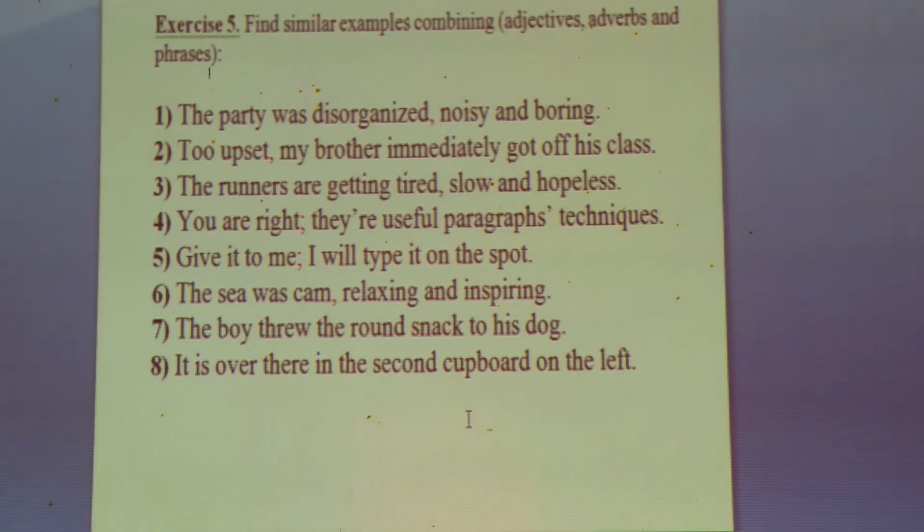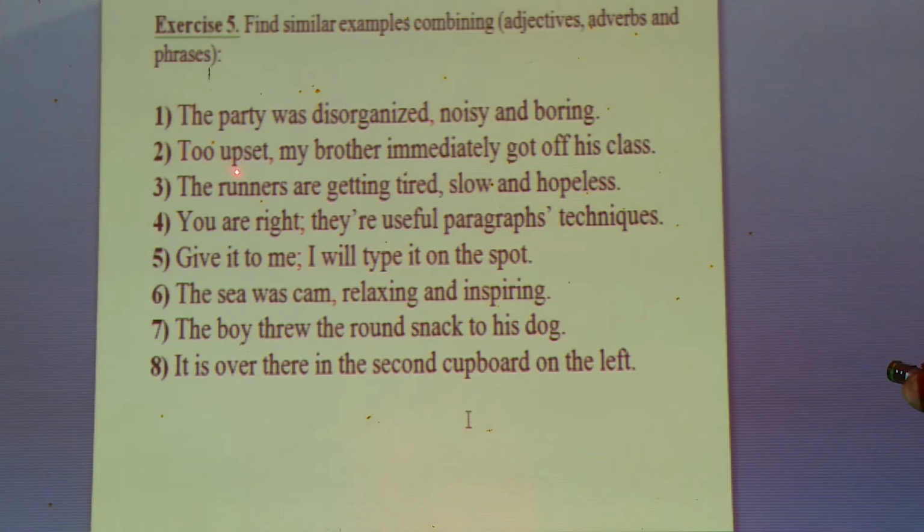I want you to pay attention to the punctuation in English. So here in the first we have used comma. In the second, comma. Okay? Then semicolons in numbers 4 and 5. Punctuation is very important. Here we have like 2 sentences together. You are right, and they are useful paragraphs techniques. Give it to me, I will type it on the spot. So when you have like 2 sentences together, use the semicolon.